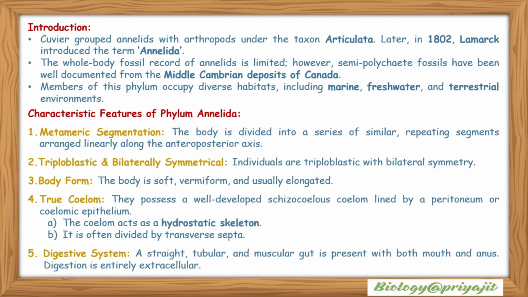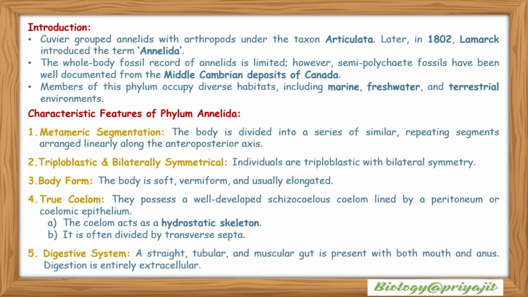Introduction. Biologist Cuvier grouped annelids with arthropods under the taxon Articulata, but later in 1802, Lamarck introduced the term Annelida. The whole body fossil record of annelids is limited. However, semi-polychaete fossils have been well documented from the Middle Cambrian deposits of Canada. Members of this phylum occupy diverse habitats including marine, freshwater and terrestrial environments.